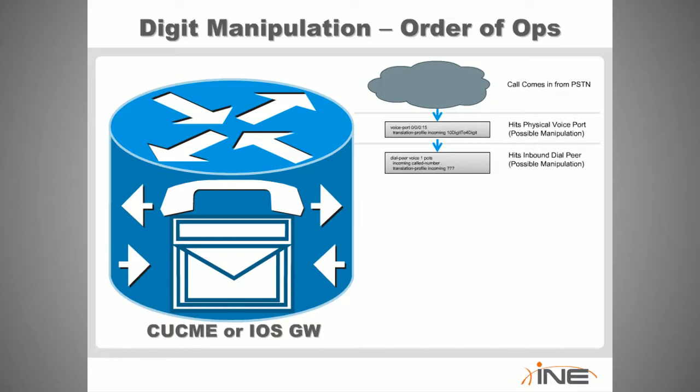Okay, so on our inbound POTS dial peer, we have the ability, if we so choose, to do voice translation rule matching. This could be further translation after translating on the voice port. This is typically not the desired behavior, but we could do it.